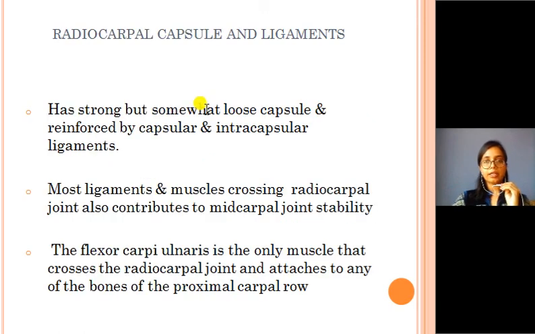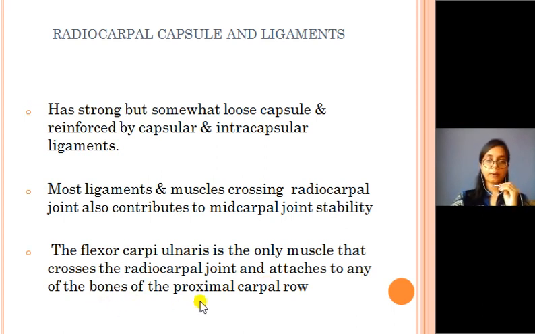Then we have the radiocarpal capsule and ligament. This is strong but somewhat loose, and it is reinforced by capsular and intercapsular ligaments. Most of the muscles and ligaments crossing the radiocarpal joint are also responsible for the stability of the midcarpal joint. The flexor carpi ulnaris is the only muscle that crosses the radiocarpal joint and attaches to any of the bones of the proximal carpal row.